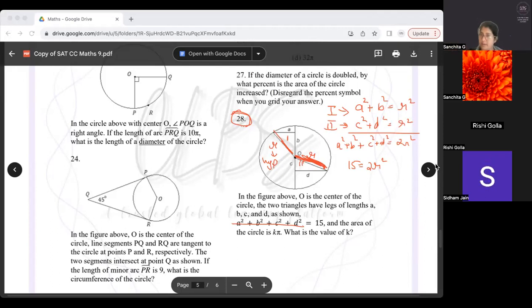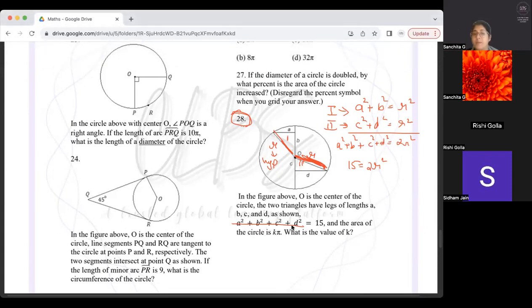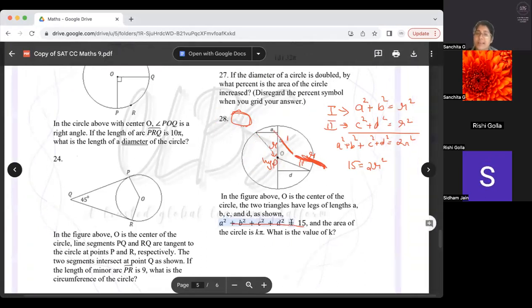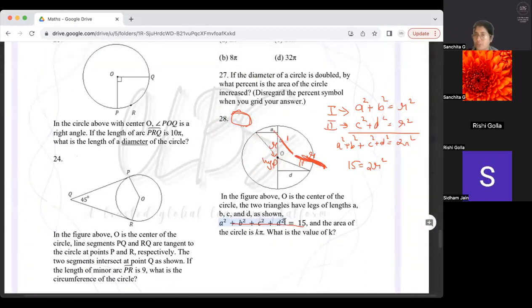But ma'am, why can't you take c square plus d square as a square plus b square? Yeah, you can do that also. Why am I taking this approach? Because my first question is a square plus b square plus c square plus d square, right? So the first thing is that we can add everything, so at least we can get some part of the question. We can solve it in any way possible.